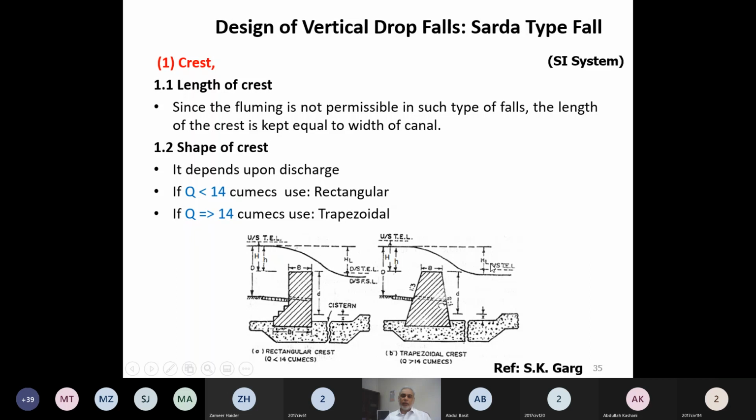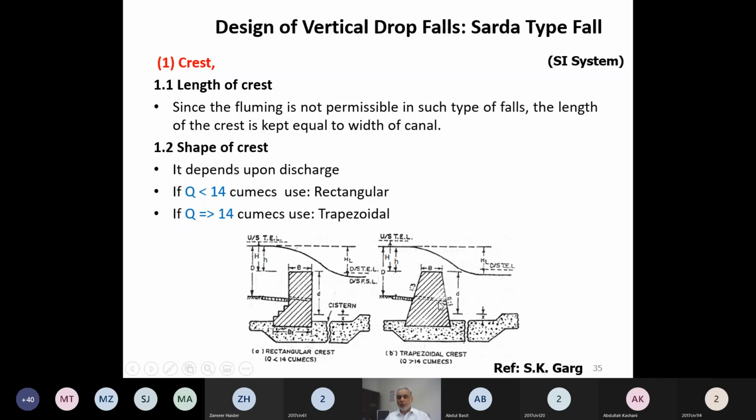So these things are fixed, the ranges of these are fixed. We have already described that if the fall height is up to 1.5 meter and discharge is up to 15 cubics, then utilize this kind of fall. So we can utilize a simple rectangular crest wall if discharge is less than 14 cubics, and if it is 14 to 15 cubics or a little bit close to that, we will go for a trapezoidal shape of the fall. That is learned from the experience.